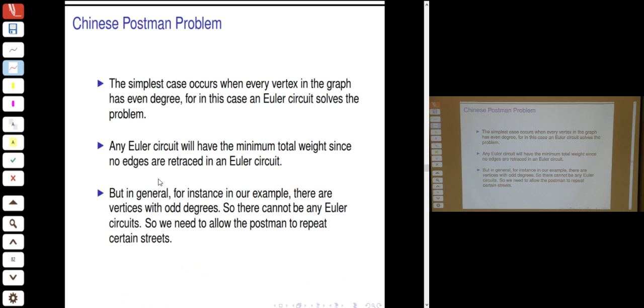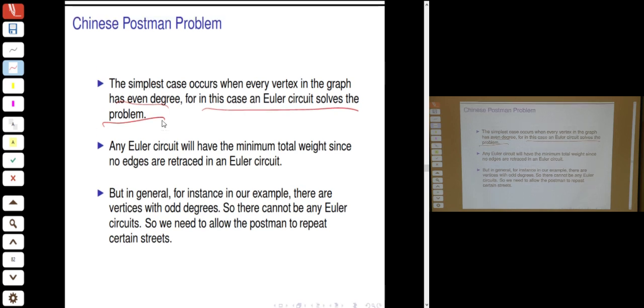He has to visit every street in the neighborhood at least once, because he wants to deposit the letters, and the weight you can think of as the distance he has to cover. So, he wants to go out of the post office and cover all the streets in the neighborhood at least once and come back traveling the minimum amount of distance. The simplest case of the Chinese postman problem occurs when every vertex in the graph has even degree, for in this case an Euler circuit solves the problem.